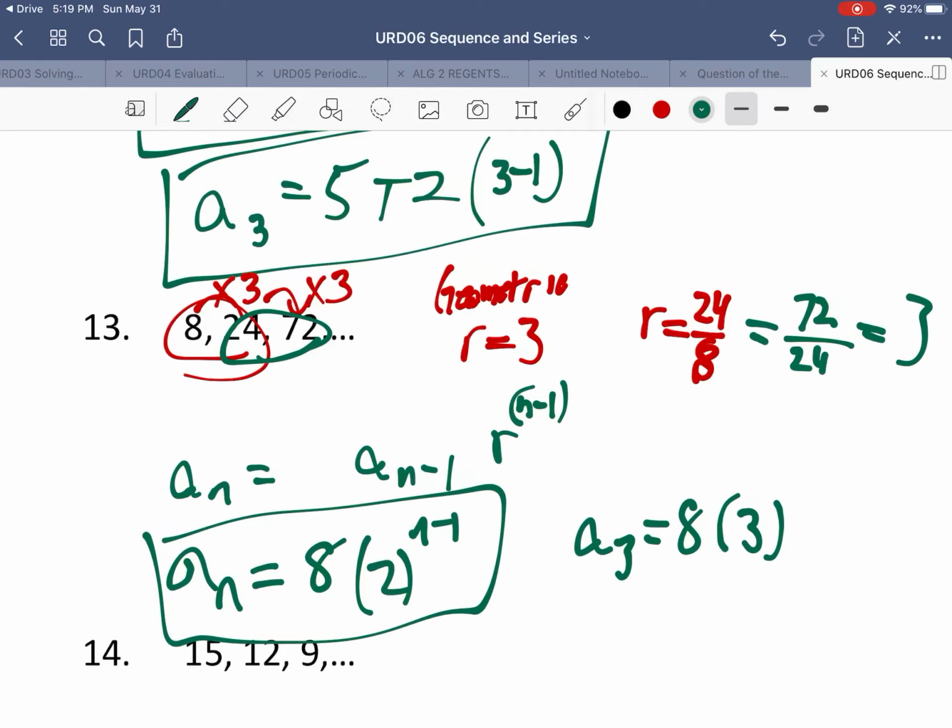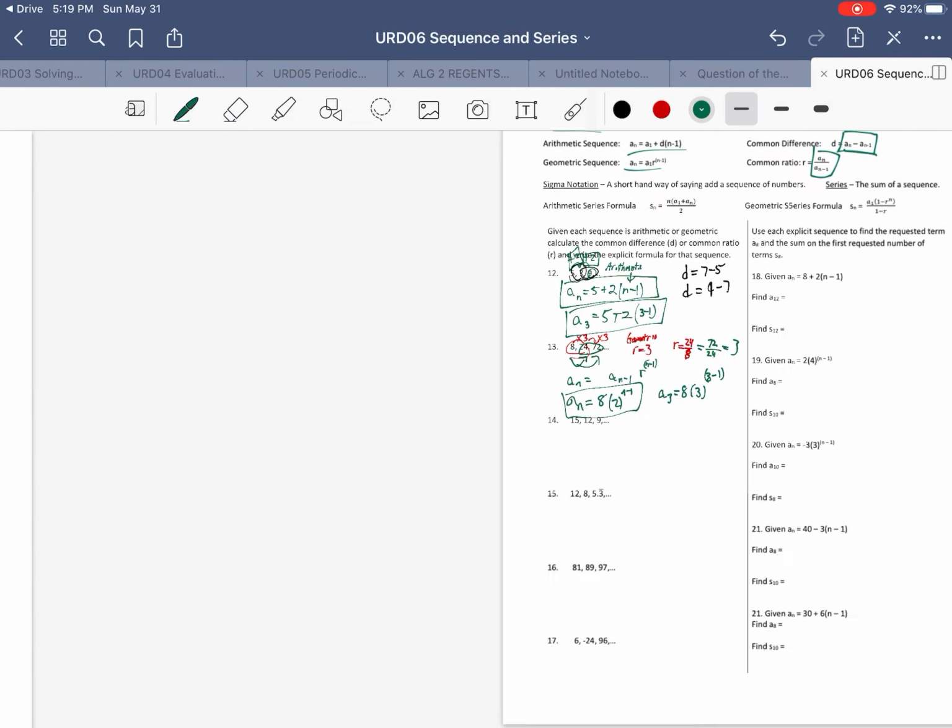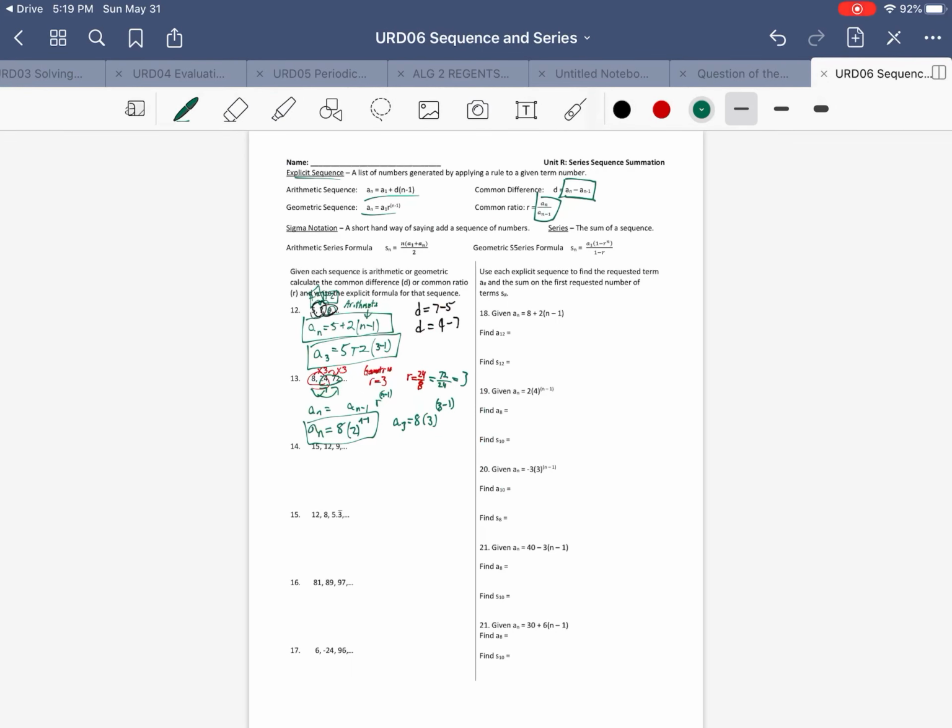If I wanted to find the third term, I would start at 8 and multiply by 3 to the 3 minus 1 power. In other words, I'd multiply by 3 two times. Multiply by 3, multiply by 3. So that is a geometric sequence.